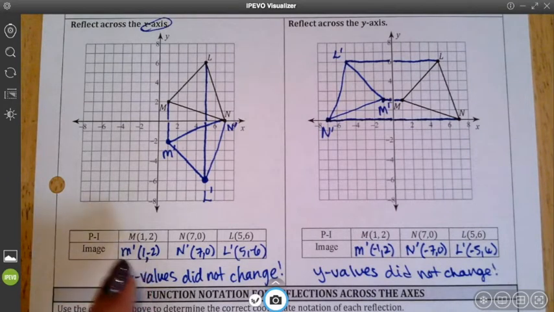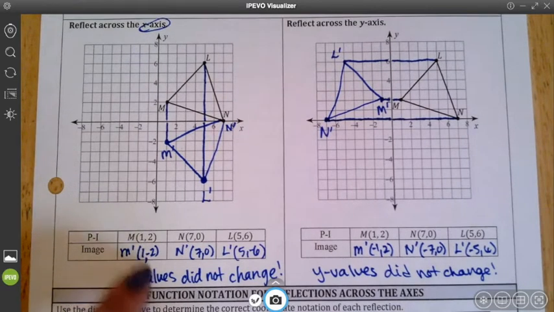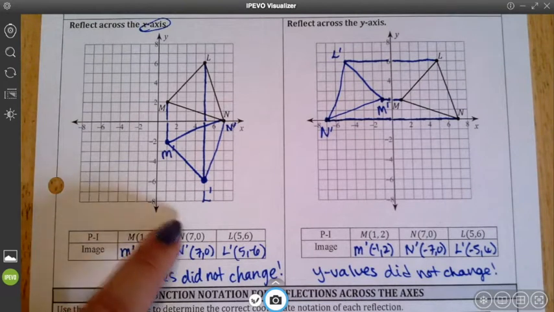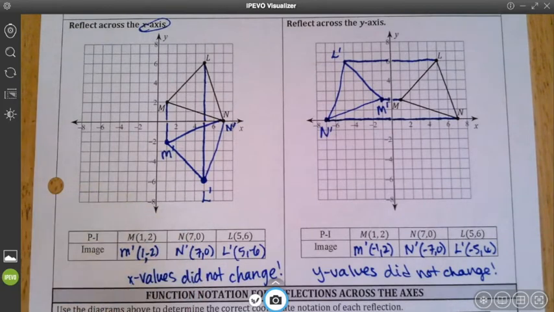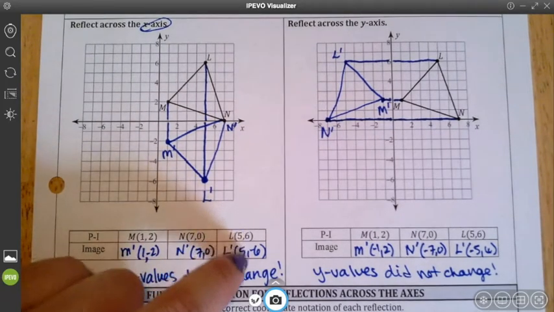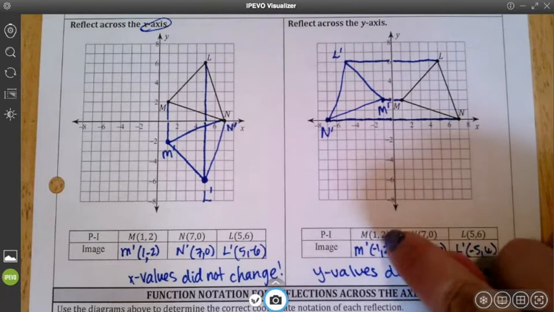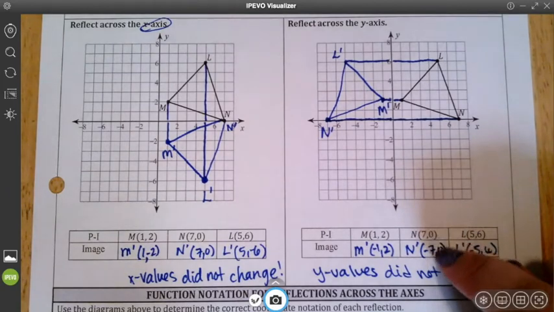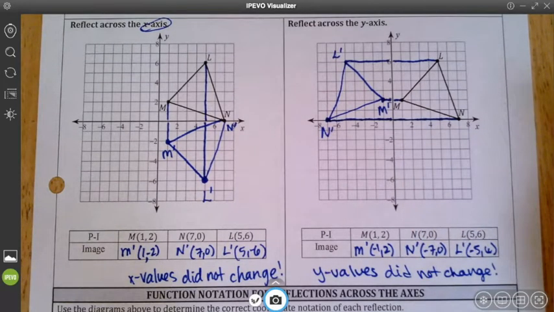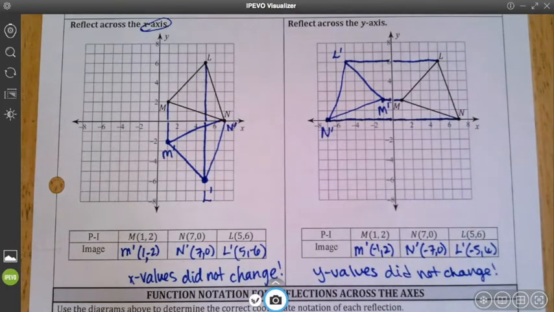So if we look back at our original example here, the x values don't change, but the y value changes sign from positive 2 to negative 2. N, the x value doesn't change. My y value in this case also didn't change because positive and negative 0 are both just 0. L, x value doesn't change, y value changes sign. Across the y-axis, now our y value doesn't change, but our x value goes from positive to negative. Same thing here, y value doesn't change, x value changes from positive to negative. And if we had a negative x value, it would change to positive. And then same here, y value doesn't change, x value changes from positive to negative.